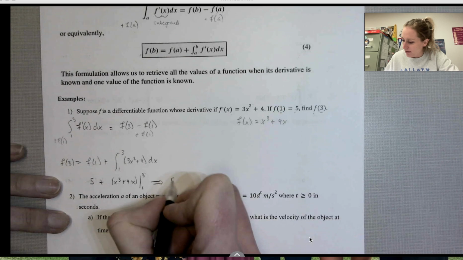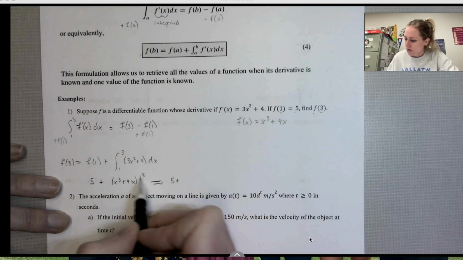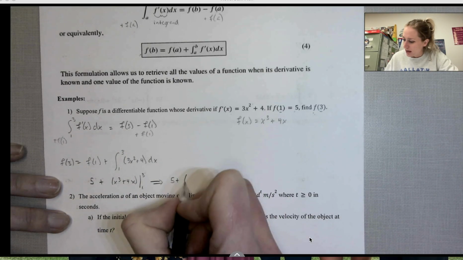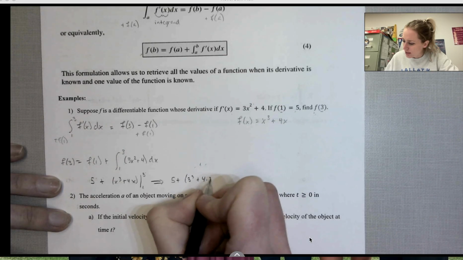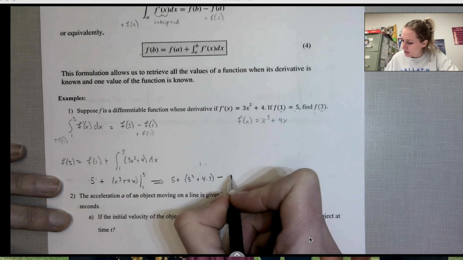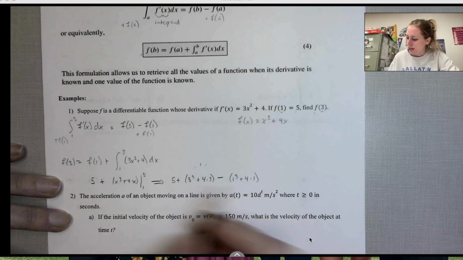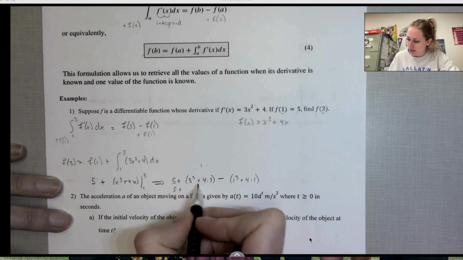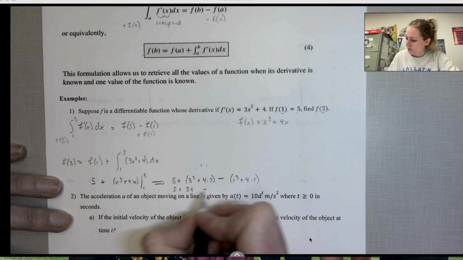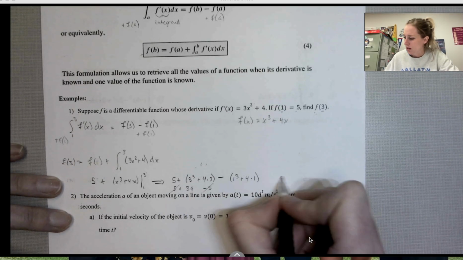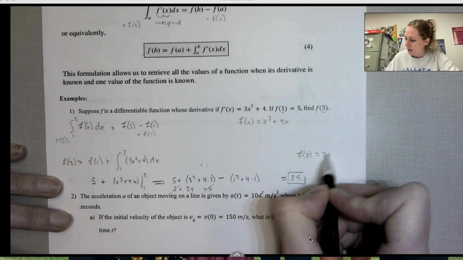Okay, so we still have that 5 out front. I am now doing this piece, I'm doing f of 3 minus f of 1. So plugging in 3, we got 3 cubed plus 4 times 3, and then minus, now substituting in 1, we got 1 cubed plus 4 times 1. Okay, simplifying here, so I've got 5 plus, what do we got, 27 plus 12 is 39, and then over here 1 plus 4 is 5, so actually the 5's nicely canceled there, and I'm just left with 39. Okay, so that f of 3 is equal to 39.